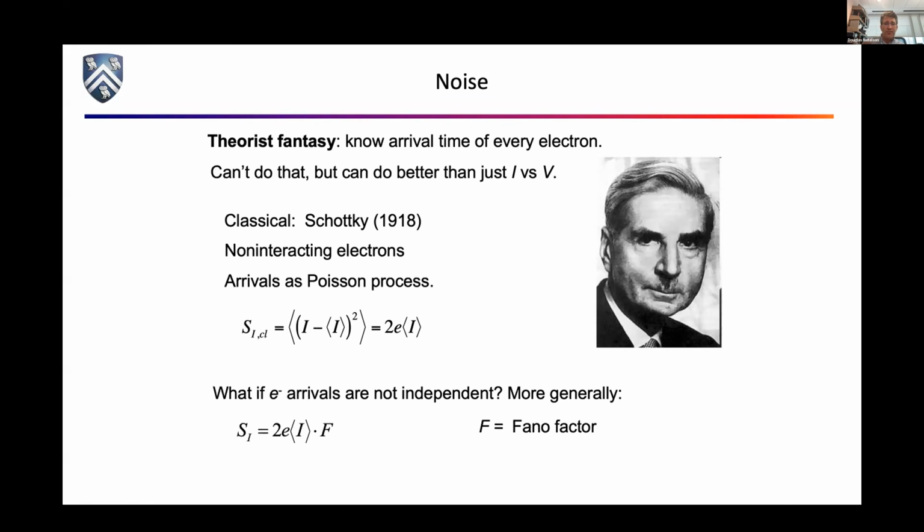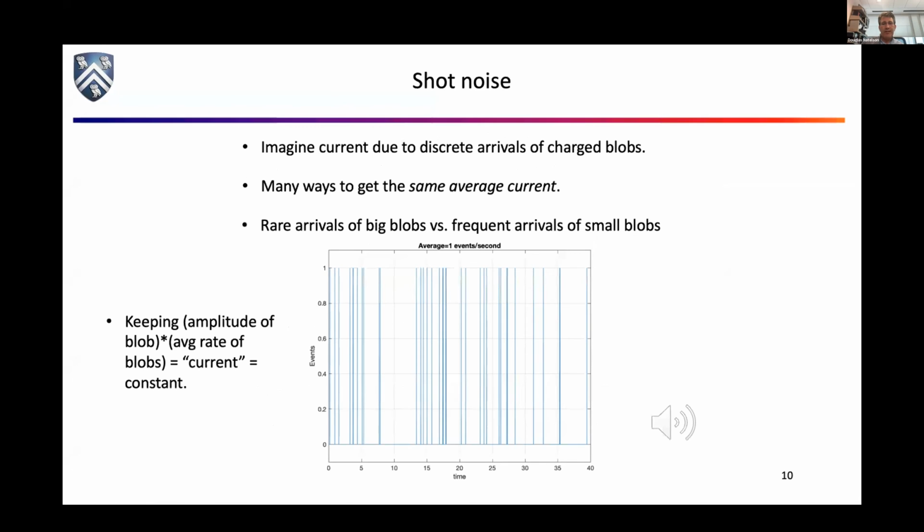Now, if the arrivals of the electrons are not independent, so if somehow they are correlated with each other in some way beyond just having an arrival rate, more generally, what people do is they cast their measured current fluctuations in terms of a Fano factor, which is the ratio between the measured noise and twice the electronic charge times I.